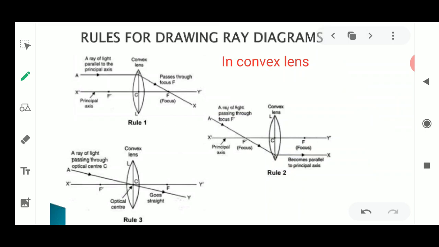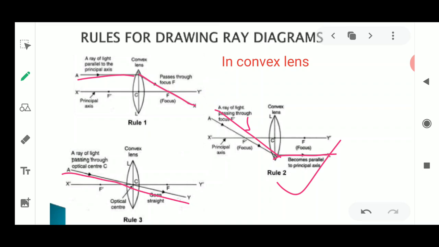Before that, the same rules are being displayed here in this slide also. The first rule is that whenever a ray of light parallel to the principal axis strikes the lens, it is going to pass through the focus. This is in the convex lens. Next, whenever a ray of light is passing through the focus, it is going to be parallel to the principal axis after refraction. Similarly, the third one, whenever a ray of light passes through the optical center, it is going to cross without bending, without showing any kind of refraction. So this is about the ray diagrams in the convex lens.